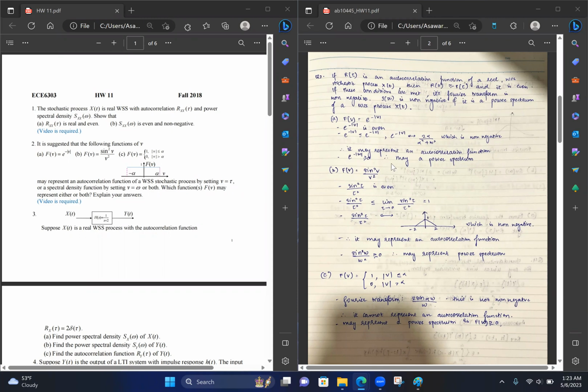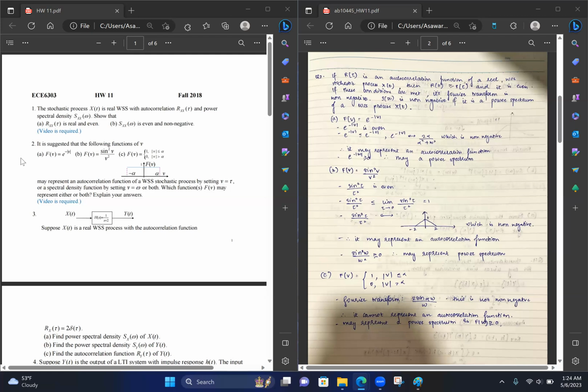Question 2 says, it is suggested that the following functions of v: (a) f(v) is equal to e to the power of minus mod v, (b) f(v) is equal to sine square v upon v square, and (c) f(v) is equal to 1 for mod of v less than or equal to alpha and 0 for mod of v greater than alpha. And then we have been given this graph for part C.